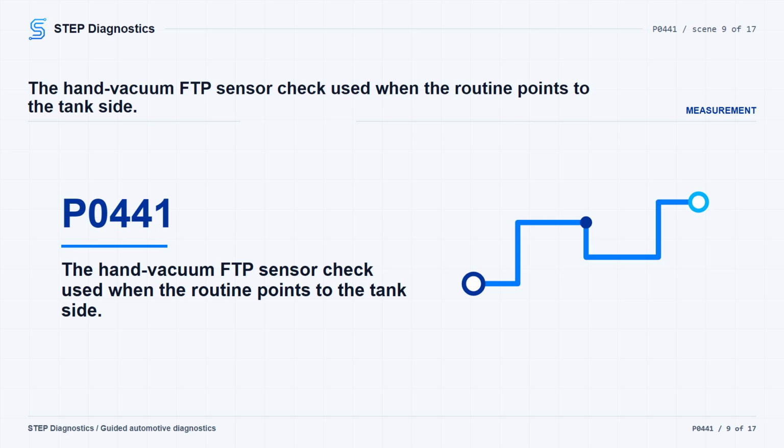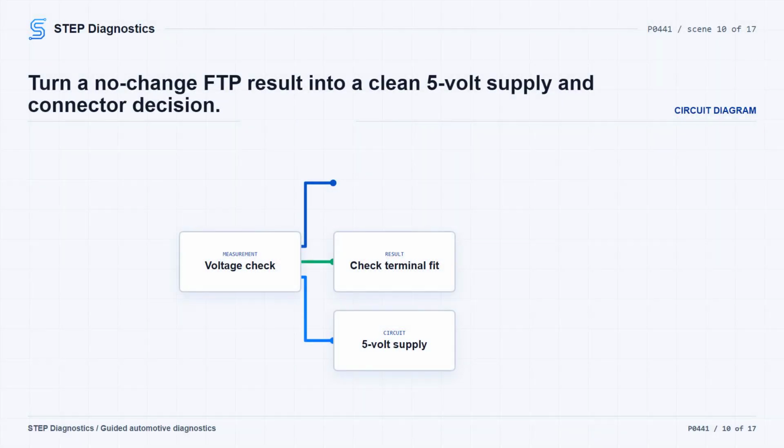If the FTP value does not change, disconnect the FTP sensor connector, turn the ignition on, and check the 5-volt supply at the FTP sensor connector. The voltage should be between 4.9 to 5.1 volts. If it is in range, verify good pin-to-terminal contact at the FTP sensor connector. If the connector checks good, replace the FTP sensor. If the voltage is not in range, repair the 5-volt supply circuit for an open or high resistance.